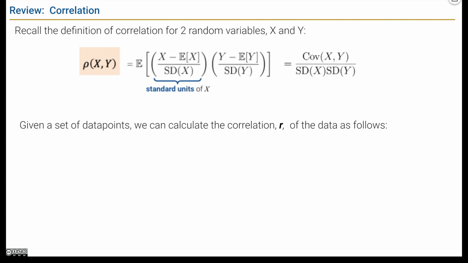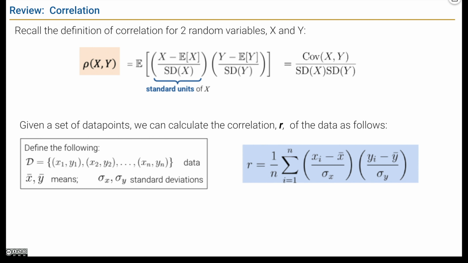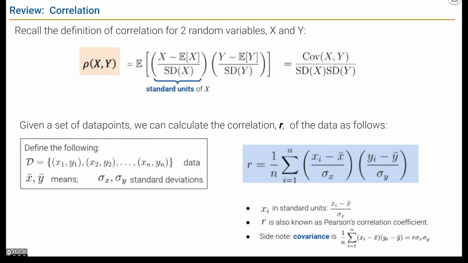So we can actually calculate this for a sample or for a set of data points. We can calculate the correlation as follows. If we get a set of data, x1, y1, up to x sub n, y sub n, we're going to calculate the means and standard deviations for that data, and then this is the actual calculation behind the scenes to get the correlation. You sometimes will see this called Pearson's correlation coefficient. And as just a side note, it's related to covariance: you can get back to covariance by taking the r and multiplying it by the standard deviation of X and the standard deviation of Y.